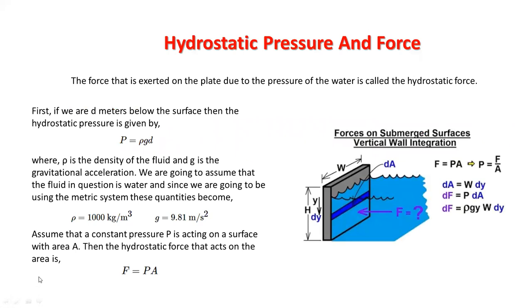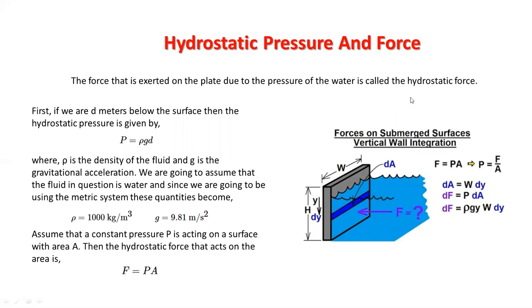Now, since we are required to determine the hydrostatic force, we need to be able to define what is hydrostatic force. So the force that is exerted on anything that is submerged, in our example here, it's a plate, due to the pressure of the fluid in the container in which our object, or in this case our plate, is submerged, is called the hydrostatic force. So hydro meaning water. So if anything is submerged in water, it will be subjected to what we call the hydrostatic pressure. And that hydrostatic pressure is due to what we call the hydrostatic force.